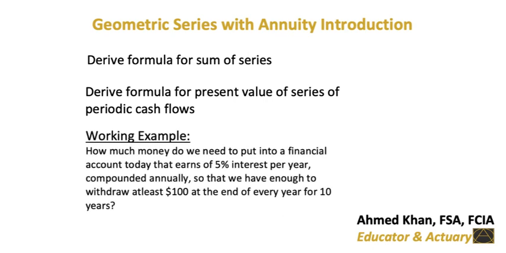How much money do we need to put into a financial account that earns 5% interest per year, compounded annually, so that we can withdraw $100 at the end of every year for 10 years?